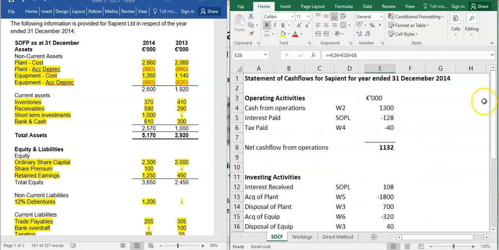So this week's tutorial was on the statement of cash flows, a full exam question called Sapient.